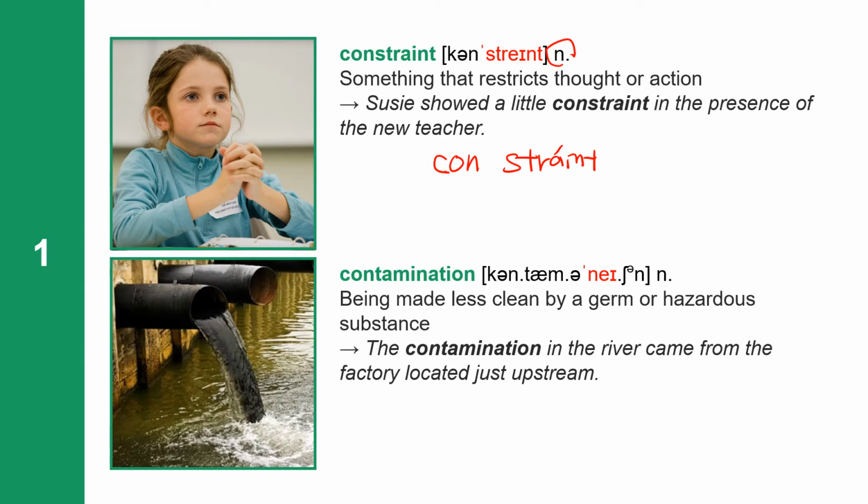Next one, contamination. Contamination has 5 syllables, C-O-N-T-A-M-I-N-A-T-I-O-N. Accent on the fourth syllable, contamination. Contamination is a noun. Contamination means being made less clean by a germ or hazardous substance. The contamination in the river came from the factory located just upstream. Contamination.